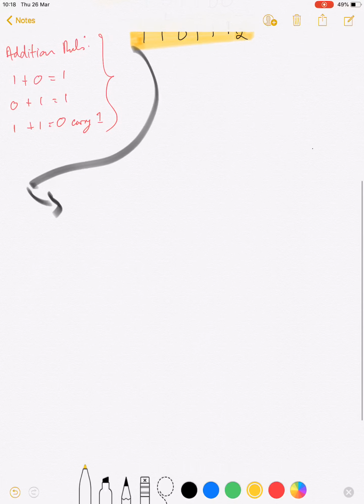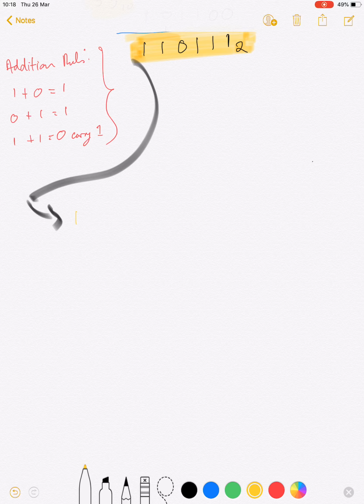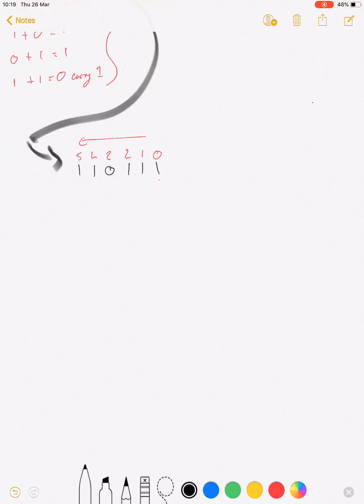So we write 110111 base 2. Now again, a simple conversion into a decimal is an expansion. So we identify the least significant digit, write a 0, and then count 1, 2, 3, 4, 5 from right to left. And now what we want to simply do is actually expand this out.